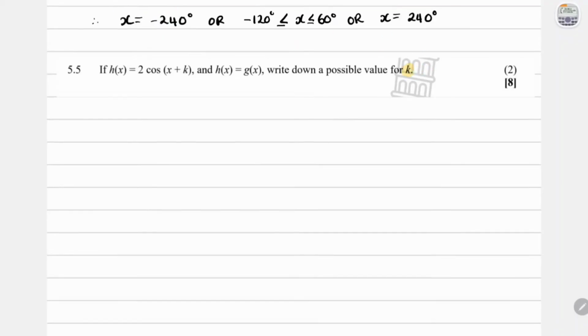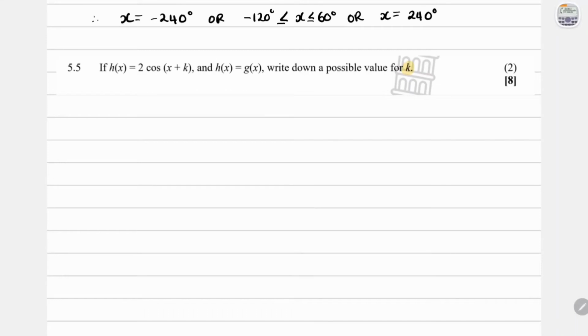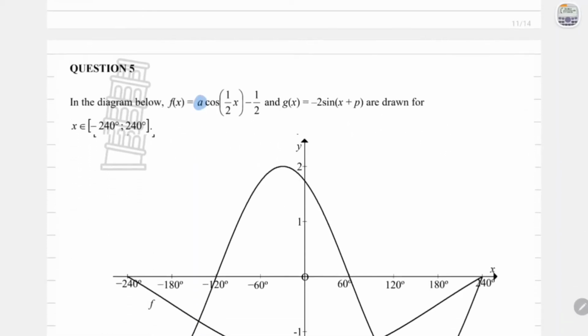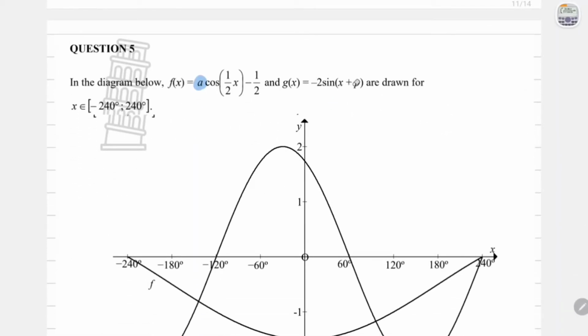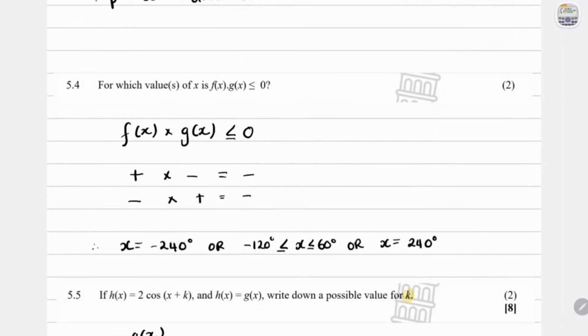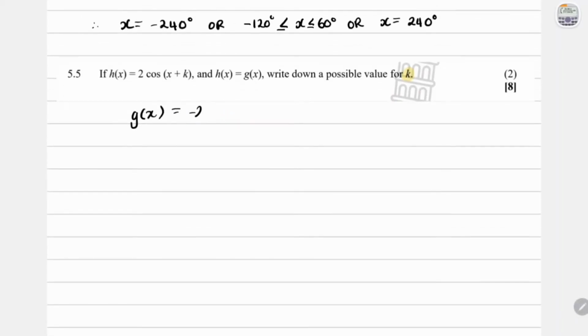Okay, so this is something that I feel like I can best explain with a drawing of the graphs, really. So let's think about what they want us to do, right? They're telling us there's a new graph, and the equation of that graph is 2 cos x plus k. And they tell us that h of x must be equal to g of x. Remember that g of x, right? If we look above, g of x was negative 2 sine x, and we know what p is now, right? We found that p was negative 60 degrees, right? So it means that that graph is y is equal to negative 2 sine of x minus 60 degrees.